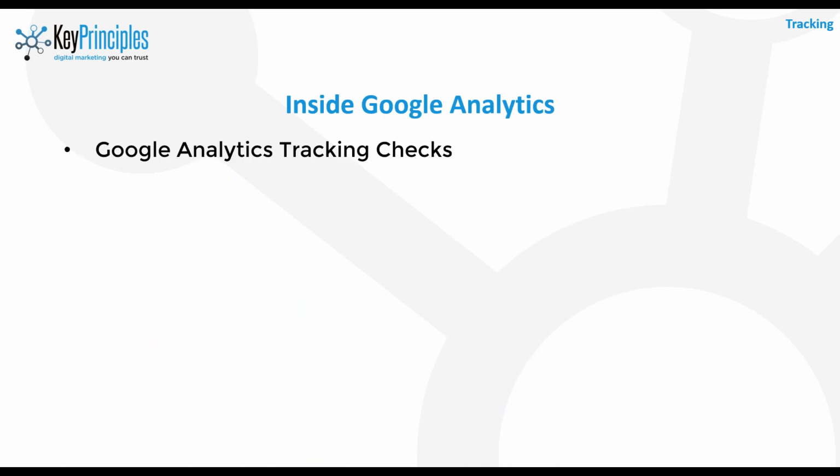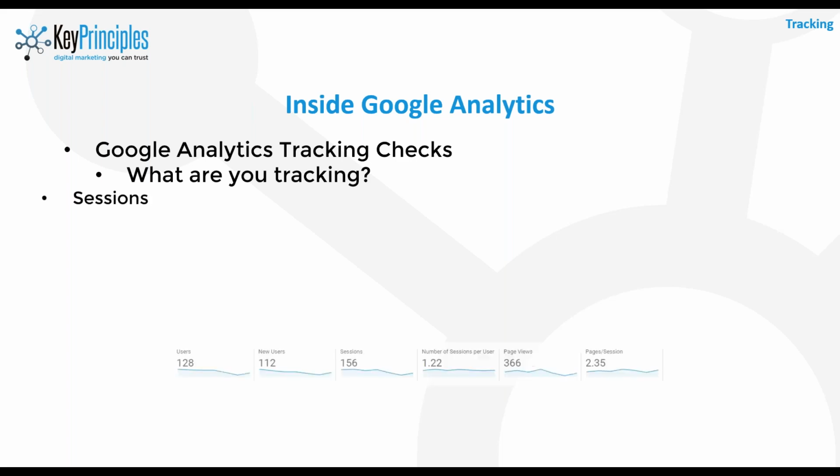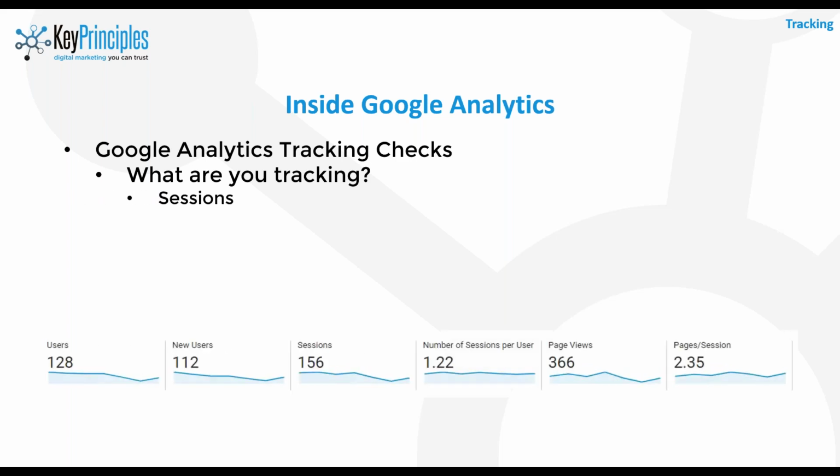Okay, so the next step, Google Analytics tracking checks, what are you tracking? So once we start looking at the actual reports in Google Analytics, there's a number of reports that we want to be making sure are working. Obviously, the first one is that sessions are being tracked. So sessions are basically the number of visitors that you're getting to your website. And as you can see in this screenshot, we've got an example of the number of visitors, and you can see the sessions there, and then the number of sessions per user and page views. So you just want to make sure that that's working.